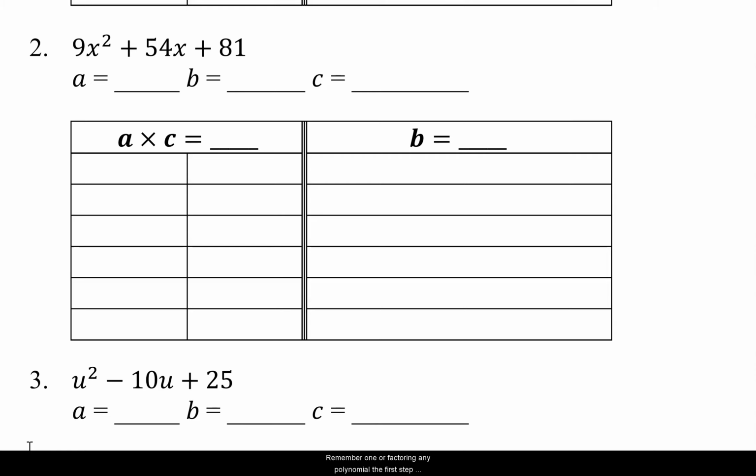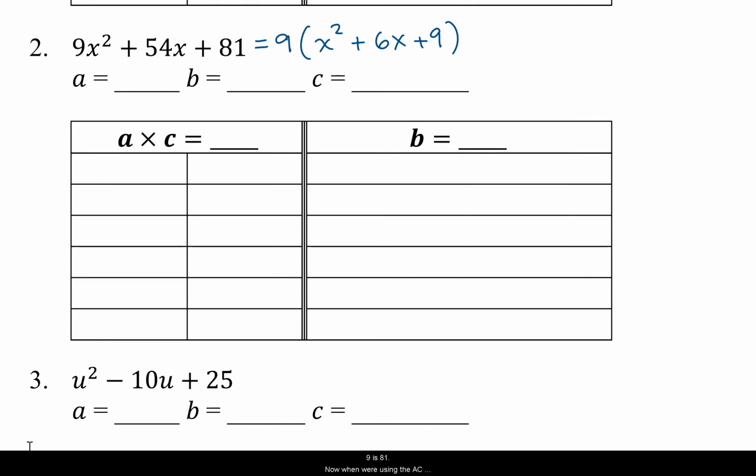Remember, when we're factoring any polynomial, the first step is always look for a greatest common factor. So in reviewing the numbers, 9x squared, 54x, 81, do they have a common factor? They do have a common factor, and that common factor is 9. So let's factor that out first. So 9 times x squared, 9 times 6 is 54, and 9 times 9 is 81.